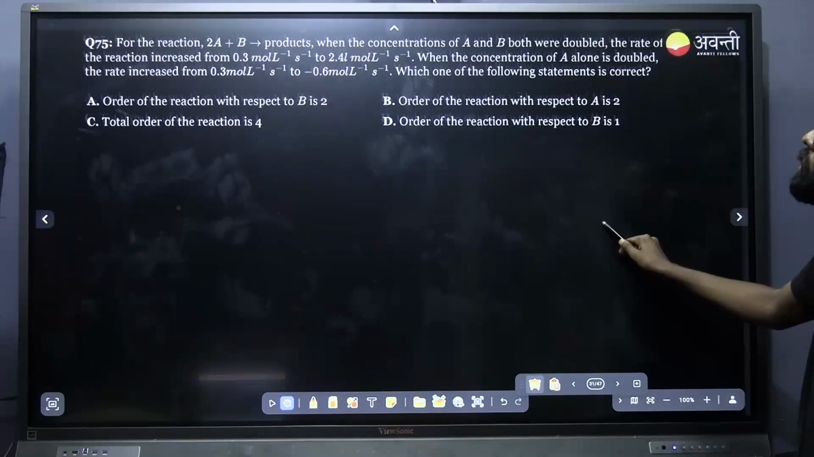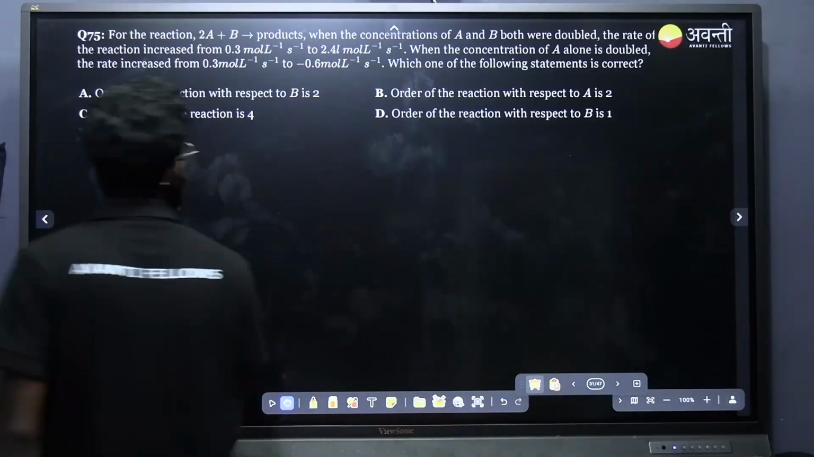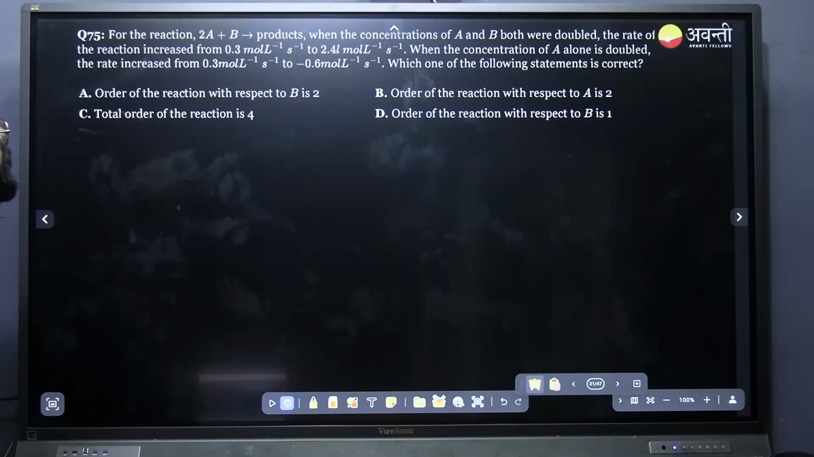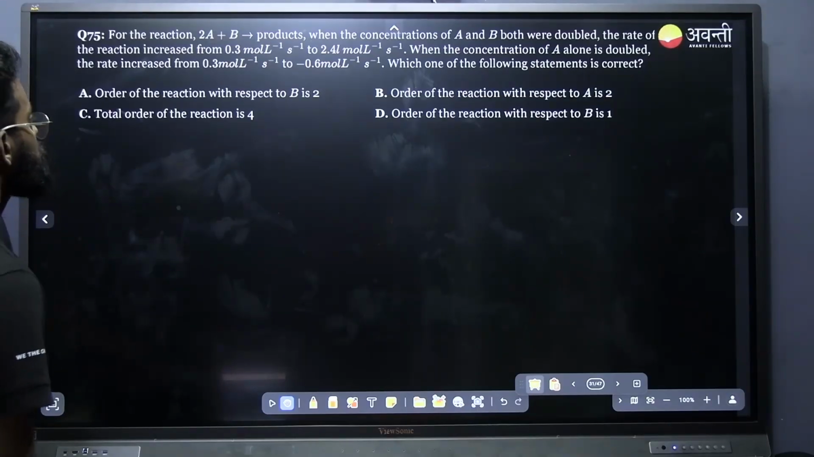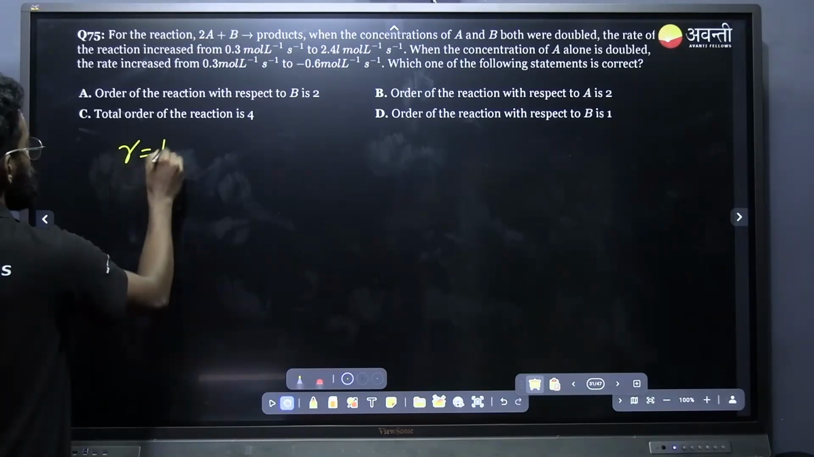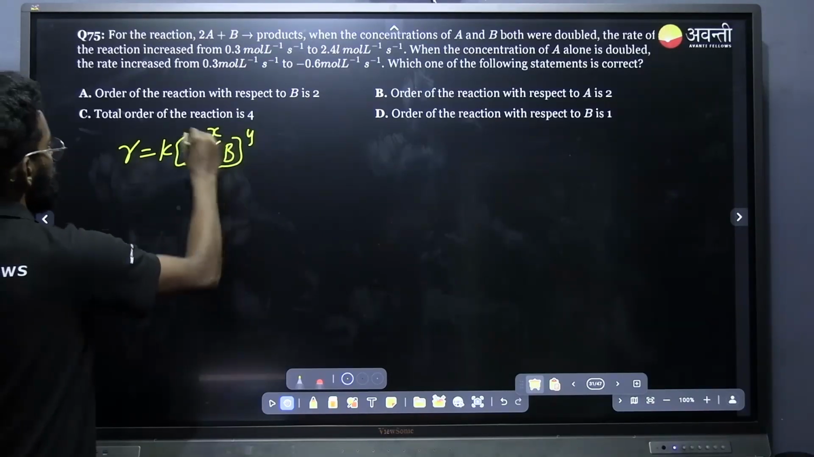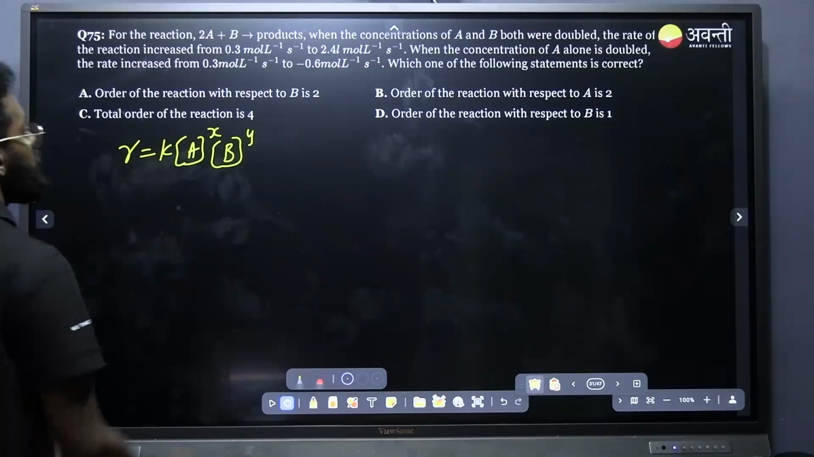Okay, for the reaction 2A plus B giving a product, when the concentration of A and B both were doubled, the rate of the reaction increased from 0.3 to 2.4. When the concentration of A alone is doubled, the rate increased from 0.3 to 0.6. Which one of the following is correct? We have to find the order of the reaction. According to the rate equation, R is equal to K into concentration of A raised to the power X, concentration of B raised to the power Y. We have to find X and Y. For that we can take out the details.